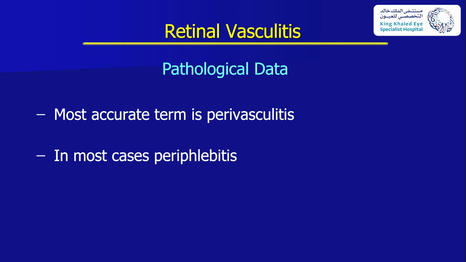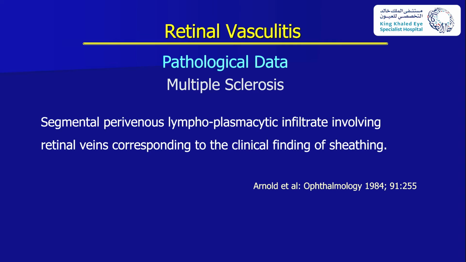In most of the cases, the vasculitis is affecting the vein, so most of the cases it is perivasculitis, and in most of the cases it is peripheral vasculitis because in most of the cases the inflammation is around the blood vessels, and in most of the cases the veins are affected, so it is periphlebitis.